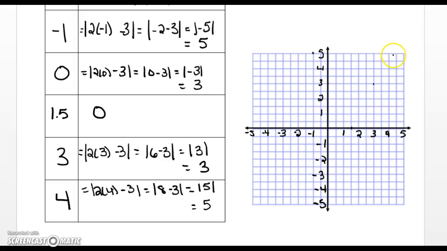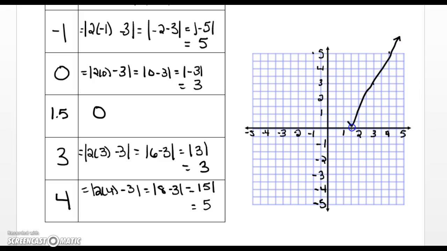So when you're connecting your points, just remember that the absolute value function is going to create a V-shaped graph. So you don't want to have a smooth, rounded corner at that vertex. It wants to be straight to that 0 value and then go straight out to connect to the rest of your points. So it should be in the shape of a V, not a U.